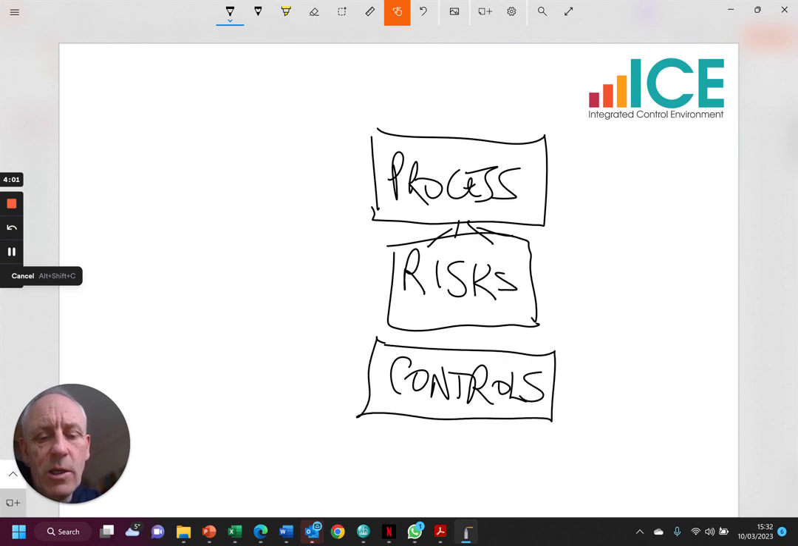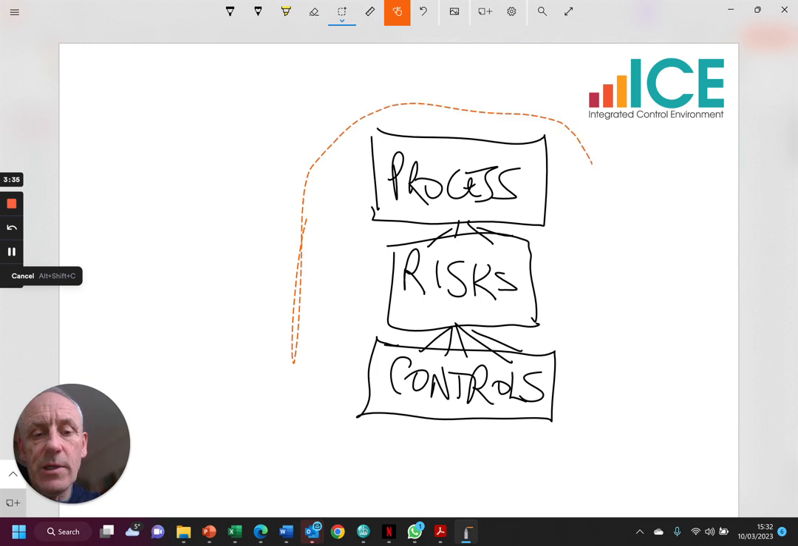So you can reduce the risk of losing money by locking the safe every night. You can reduce the risk of accidents by putting up signage and so on. So there's lots of ways you can mitigate the risks within the processes within your business. So that's the starting point, and that is basically what we're ICE. Just going to try and draw a line around all this.